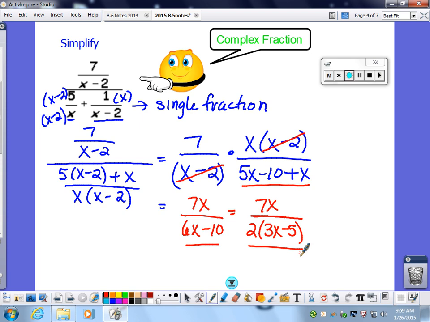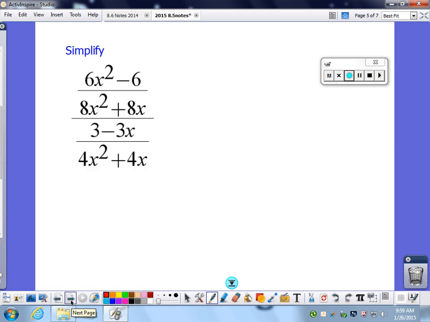All right, let's look at another example. Here again, this came off an old SOL. Notice that we already have a single fraction in the numerator and denominator. So I can go ahead and flip this entire denominator and multiply. Flip and multiply. I'm going to do that first, and then I'll go back and factor, because I don't want to do too many things at once. All right, so let's go ahead and do that.